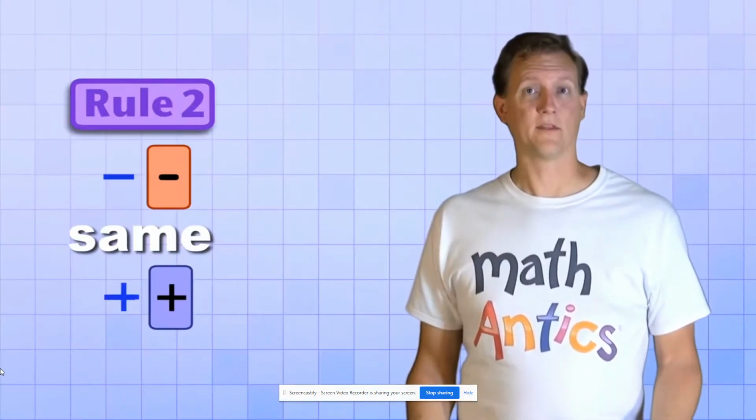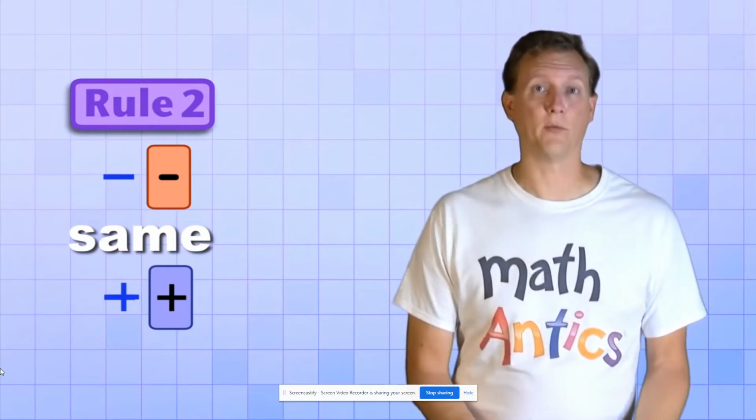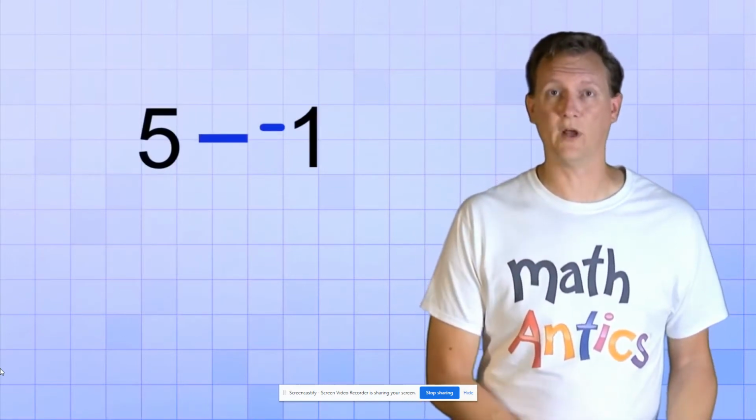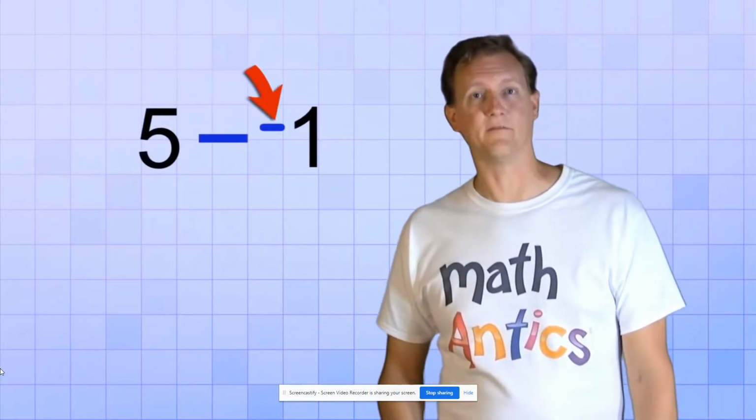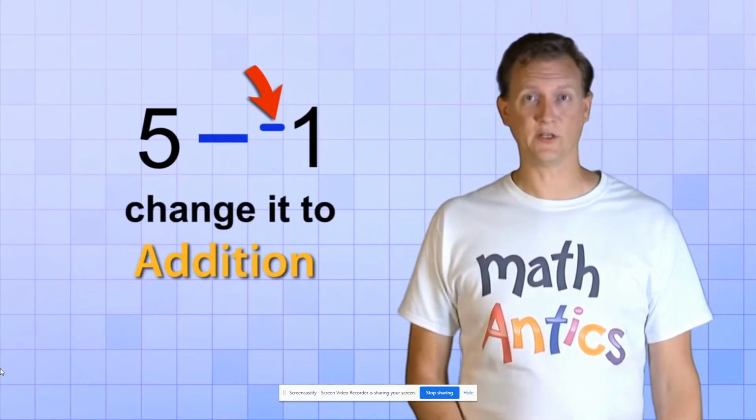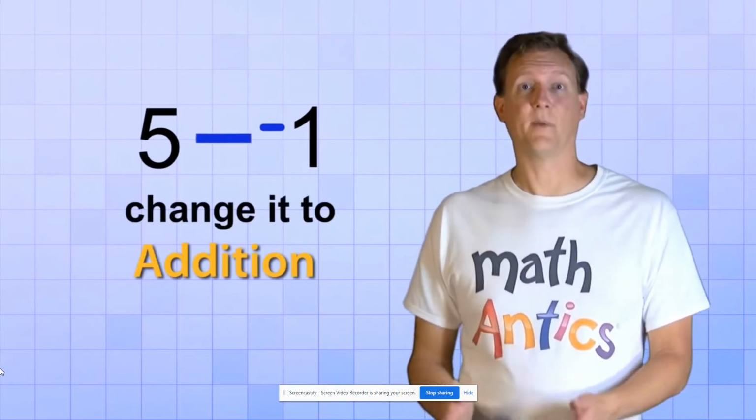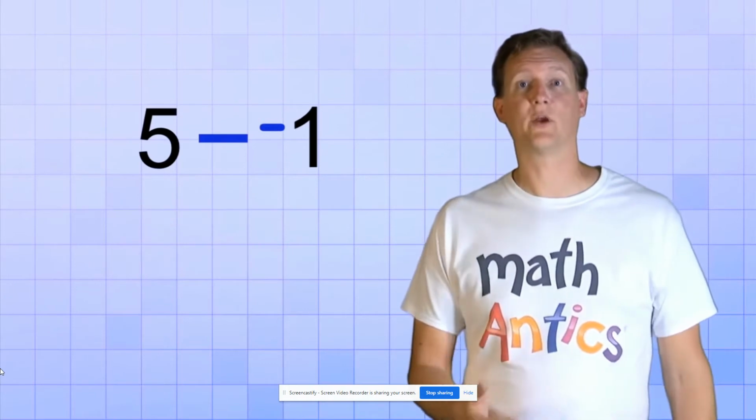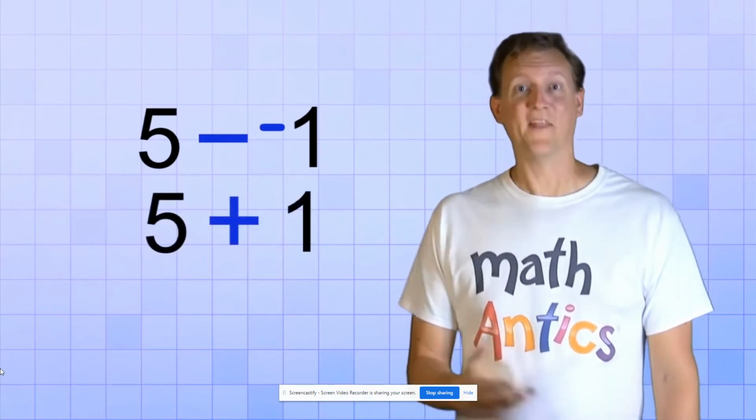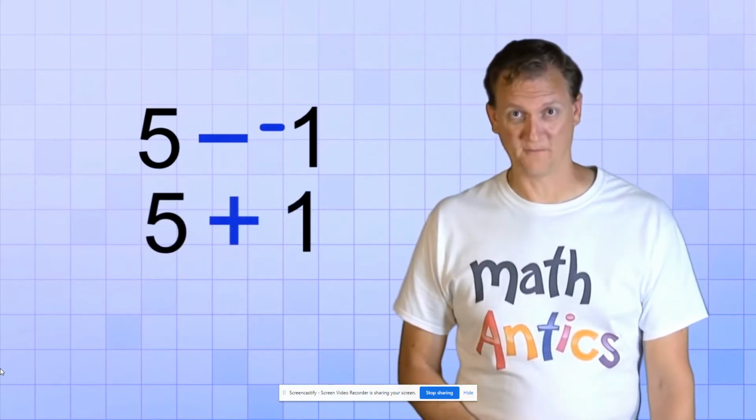When it comes to math, this rule means that if you have a problem like 5 minus negative 1, where you're subtracting a negative number, you can just change it to addition. Instead of 5 minus negative 1, you can just write 5 plus 1. And that's a problem you already know how to solve.